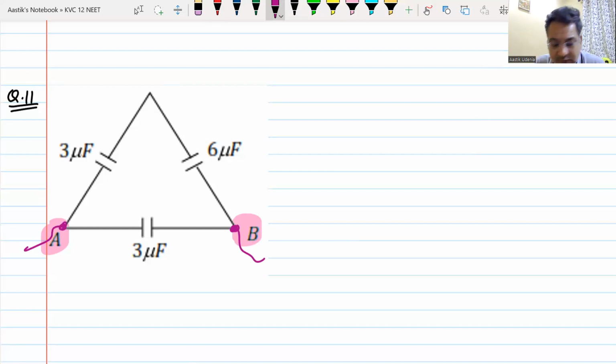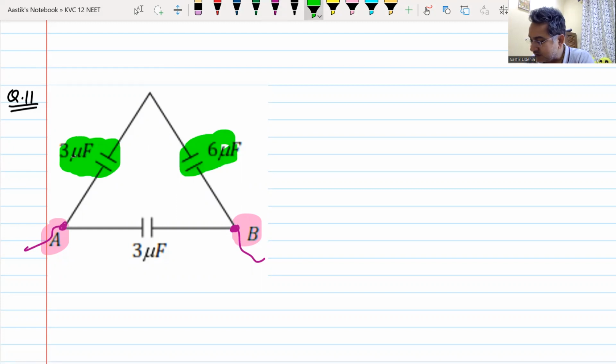Anyone? I'll give you a minute. Well, that is correct. The answer is 5. And how do you get it? The points A and B are down. Now look up and you can see this 3 and this 6. They are in series, yes or no? So 6 into 3 divided by 6 plus 3, 18 divided by 9.